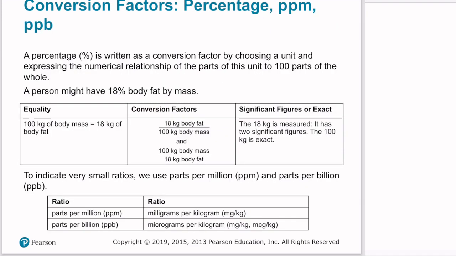We'll often see percentages expressed in problems, and we'll need to know how to mathematically handle those percentages. For example, if a person is 18% body fat by mass, we can assume that we have 100 kilograms of total body mass, and we would have 18 kilograms of body fat per that 100 kilograms of body mass. So anytime that you have a percentage, assume that you have 100 total parts and put your percentage as a part of that whole.